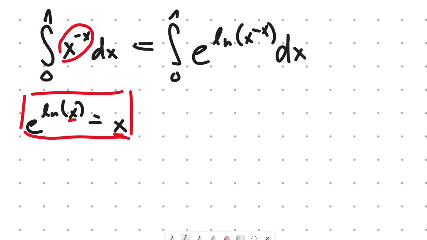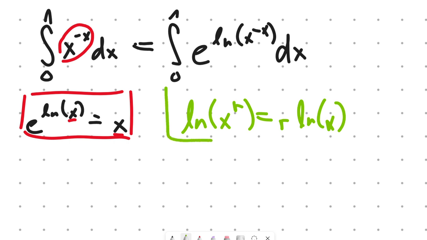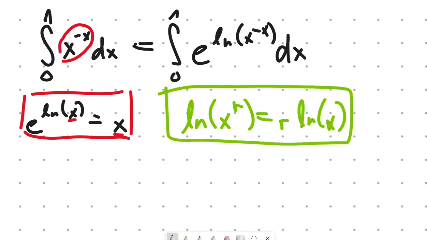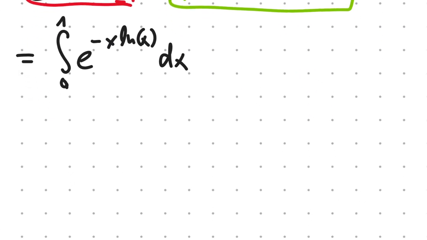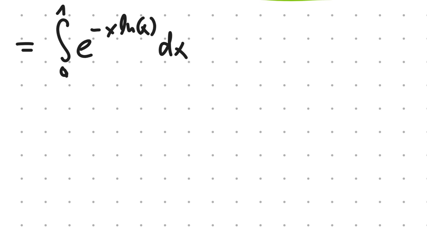And because we have another rule stating that a logarithm with an exponent in the input is the same thing as the exponent times the logarithm of the input, and since we have an exponent on top, which is negative x, we can represent it as the integral from 0 to 1 of e to the negative x times ln of x dx. Now we are stuck. Now we don't know how we can continue.